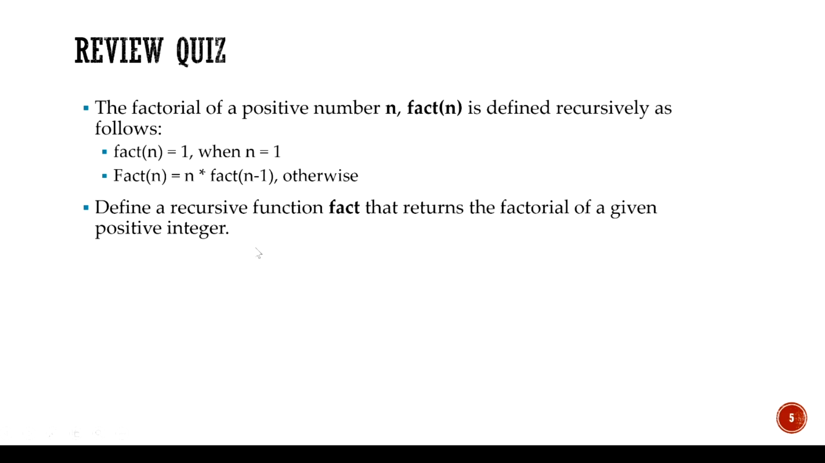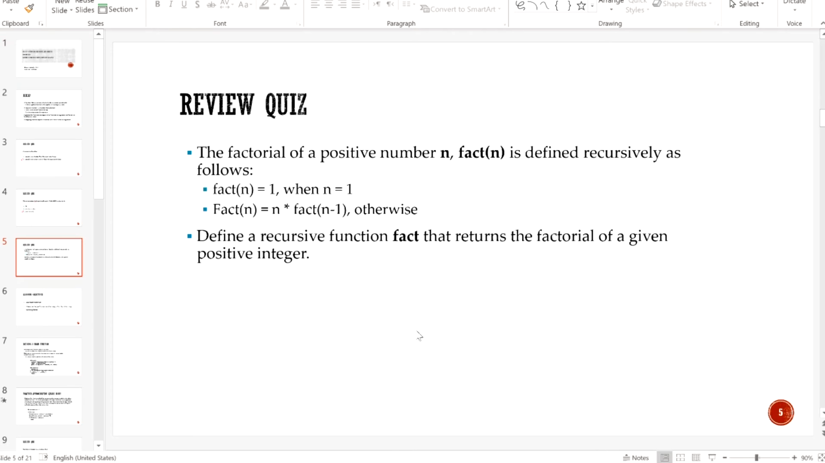Now, the factorial of a positive number n, fact of n, is defined recursively as follows. So we want to write a code which calculates the factorial of a positive number using a recursive function. So if n is equal to 1, factorial of n is 1. Otherwise, it's n times factorial of n minus 1. So because we call the function with an updated input argument, it is a recursive one. Now, let's try to implement this in a notebook.